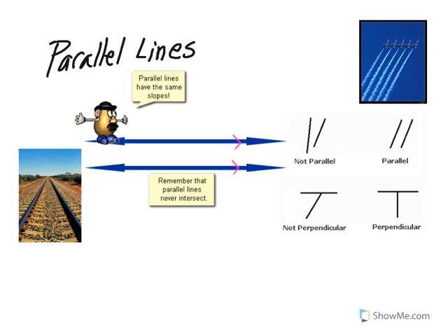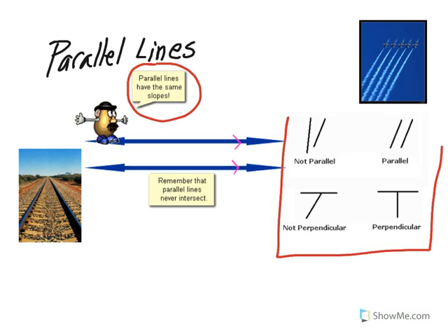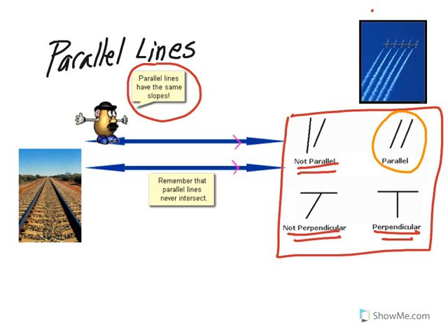Today we're going to learn about parallel lines. Parallel lines have the same slope. Remember that parallel lines never intersect. Take a look at the pictures over here on the right. These are not parallel. These are the only lines that are parallel.